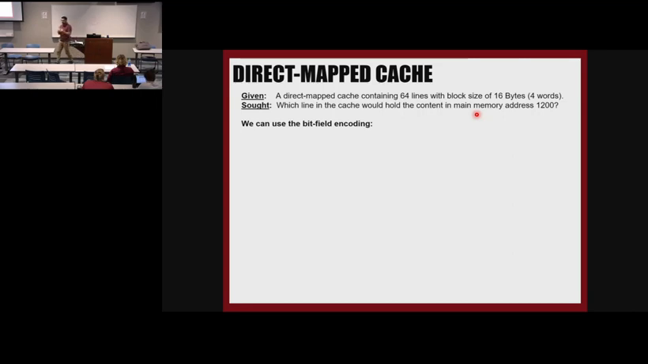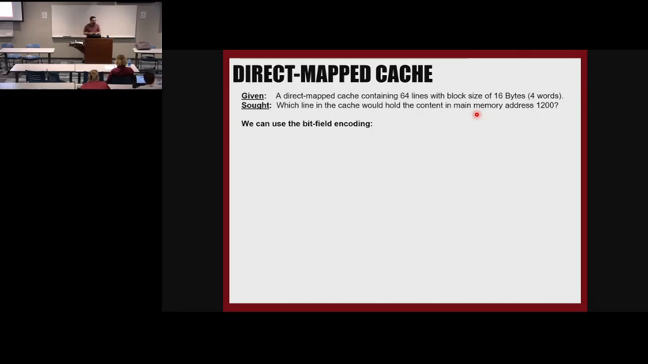I'm giving you a main memory address 1200, and I want you to tell me which line the cache would hold the content of this address. There are different ways to solve this problem. One way is actually in the book. If you look at the book, they have two different mods. But the thing that is more common sense to me, and you don't have to memorize anything, is just use bit field encoding.